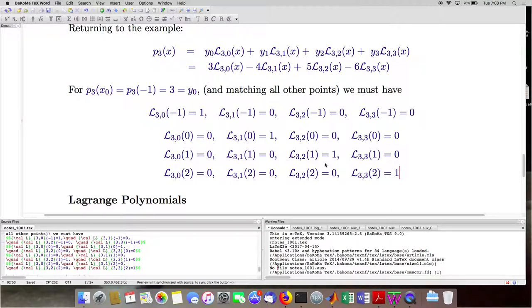Okay. Now, here we have enough information to construct the Lagrange polynomials. So I'm going to start with this one, L3,0. So I have four conditions on it. It must be 0 at these three points. It must be 1 at this point. Now, the first subscript, the 3, indicates the degree. It's a cubic, because our overall polynomial we're looking for is a cubic. So a cubic polynomial has 3 roots. Well, here are the 3 roots, 0, 1, and 2.